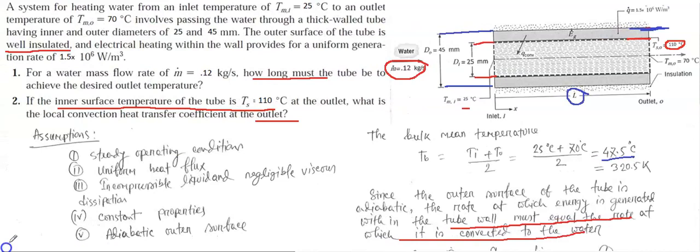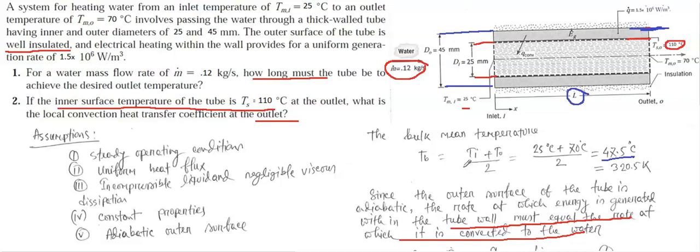Initially, we just wrote down the assumptions. Then we calculated the bulk mean temperature. We said as the outer surface is insulated, that means the outer surface is in adiabatic conditions, and the rate at which heat is generated in the tube wall should be equal to the rate at which it is transferring the heat to the water by convection. Then we calculated the rate of heat transfer by using the mass flow rate.